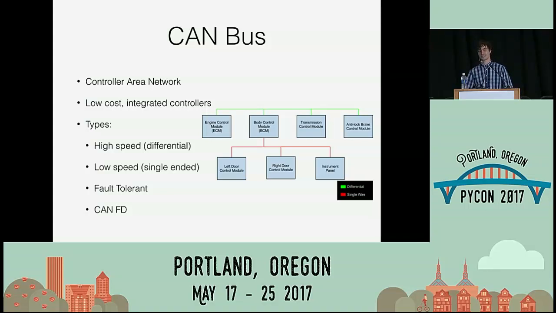Then you'll have controllers that gateway messages through to a different CAN bus. In this case, it's a body control module that then gateways some of that across to, say, the instrument panel or the door modules. And that's the topology that you see, except in more complex vehicles, you might have up to 5-6 different CAN buses that are all gatewayed together in crazy ways.